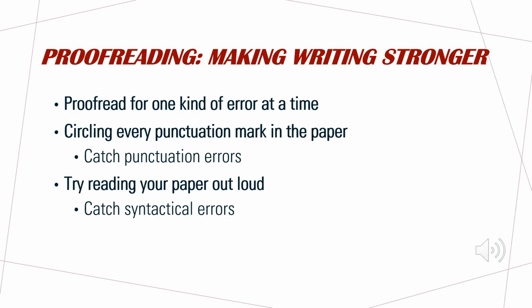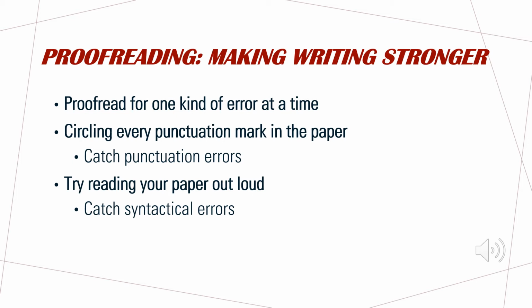Moving to the final stage of the writing process, proofreading, here are some tips to help make your writing even stronger. All these tips are designed to help make the reviewing process easier on your brain so that you can catch more errors in shorter periods of time. The first tip is to proofread for one kind of error at a time. This will keep you from feeling overwhelmed and will increase your effectiveness within the proofreading process.